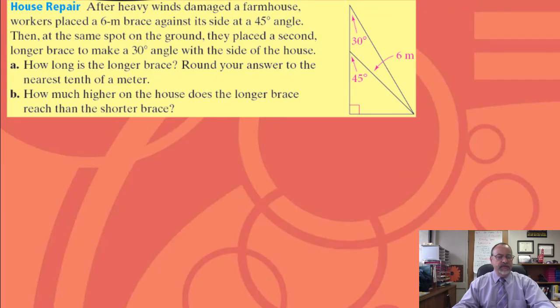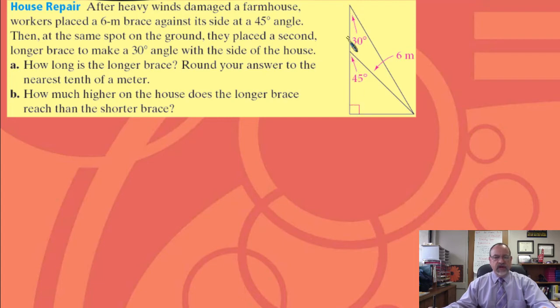Okay, this example is a little bit more challenging. It says after heavy winds damaged a farmhouse, the workers placed a 6-meter brace against its side at a 45-degree angle. So they've already sketched this for us, so all I have to do is, as I'm reading it, get an idea of what they're talking about.